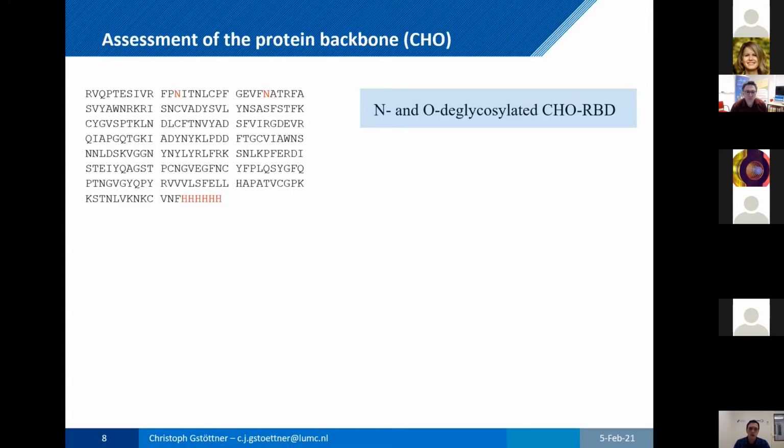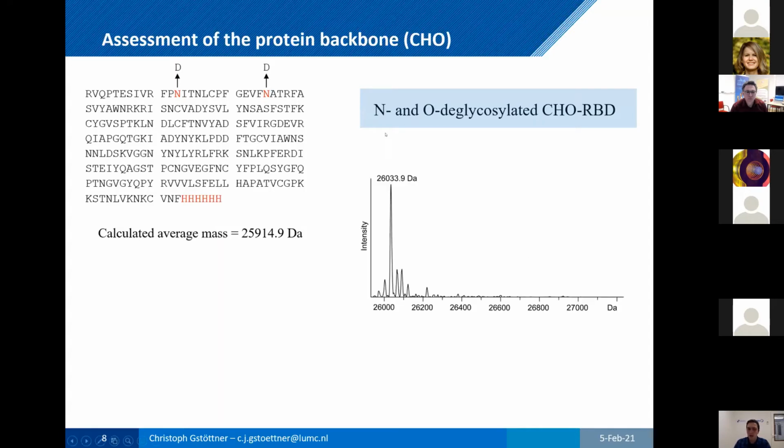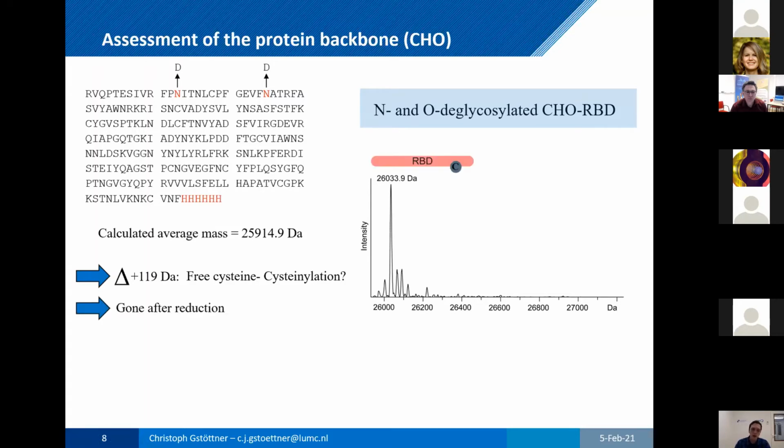So for this reason, to start with, we completely removed the N and the O glycosylation, which should give us a theoretical mass of 25,914. However, if we look at the CHO cell produced RBD, we see an elevated mass, which has a delta of 119 Dalton. Since this RBD domain has a free cysteine, our first thought was that maybe it is a cysteinylation. And indeed, if we analyzed the protein under reducing conditions by c-MS, but also by multi-MS, we could see that this modification disappears, and therefore we assume that this is a cysteinylation.